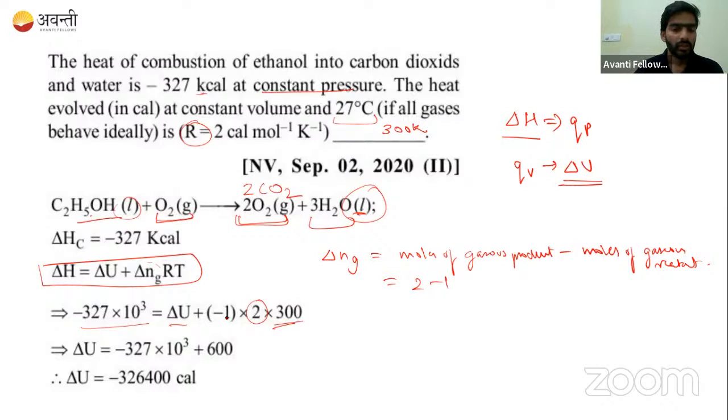Delta U is nothing but the minus 1. How is it going to be plus 1? Okay, so if it is plus 1, here you are going to get the value. Just calculate and see whether you are getting this answer or not. Okay, so the answer is minus 326 400 calorie.